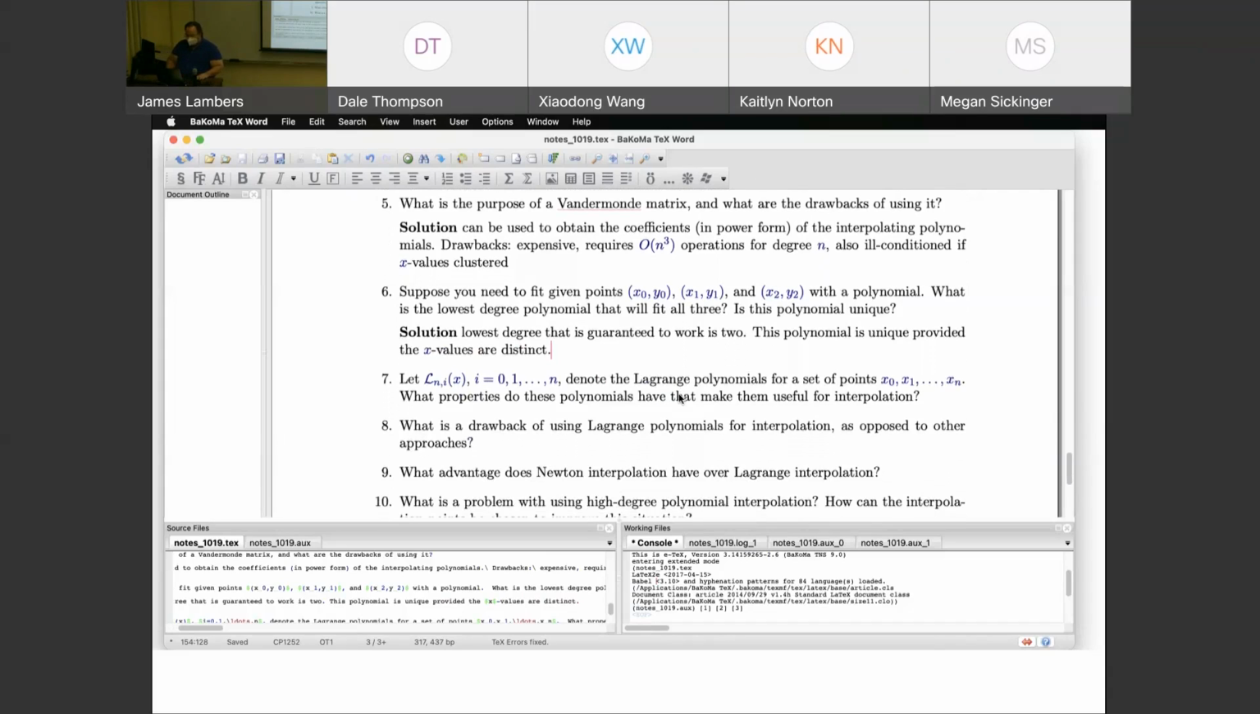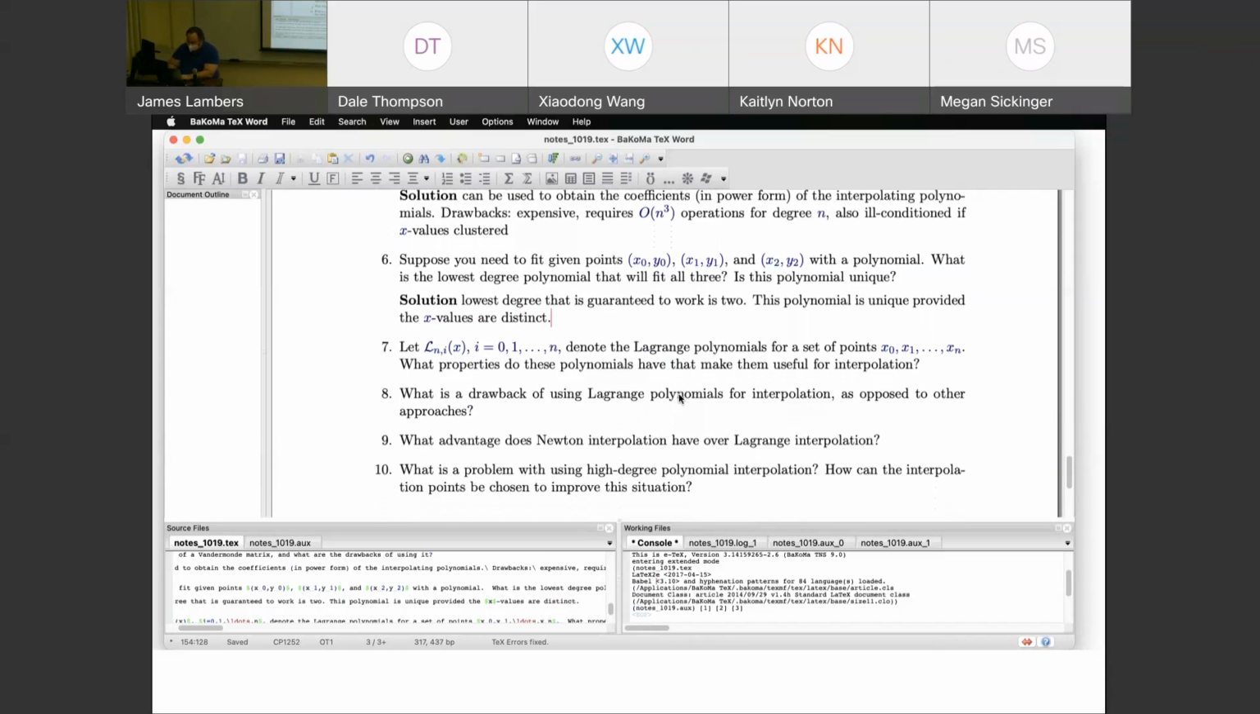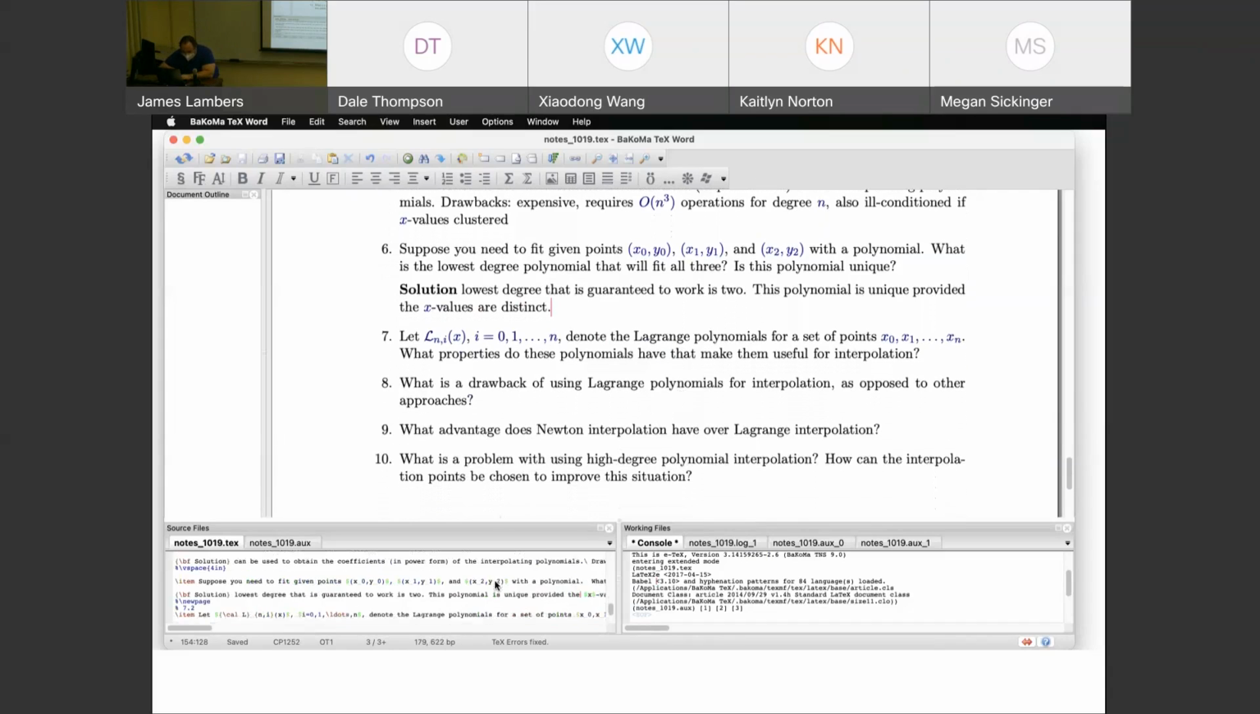You can see questions 7 and 8 are two sides of the same coin. So first I'll do number 7.